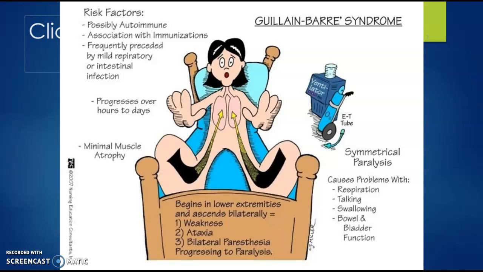Again, here are some of the risk factors that I just spoke about. It progresses over hours to days, and I'm going to show you some of the breakdown of how that occurs. Again, it's symmetrical, so it's happening on both sides of the body. It can cause problems with respiration, talking, swallowing, and bowel and bladder function, everything all the way up that's autonomic.